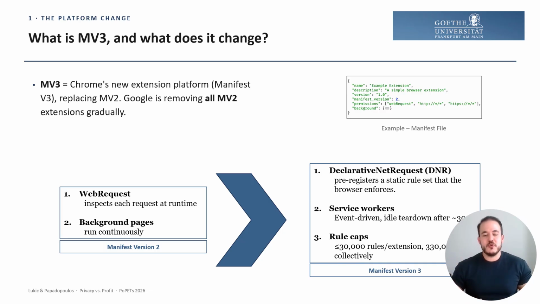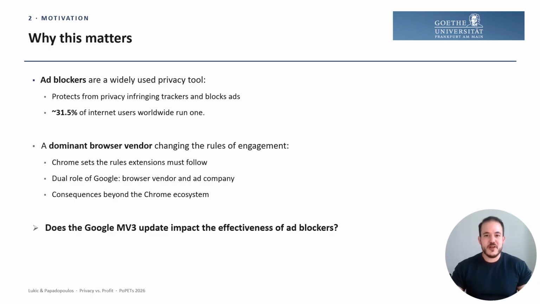So we're looking into whether this is actually happening and what the effect of the MV3 update on ad blocker effectiveness is. So why should we care? Ad blockers are a very widely used privacy tool. Just less than 1/3 of all internet users worldwide use an ad blocker or some kind of ad blocking extension, and it protects users from privacy infringing trackers and ads.